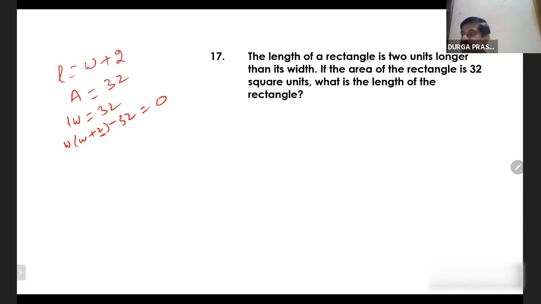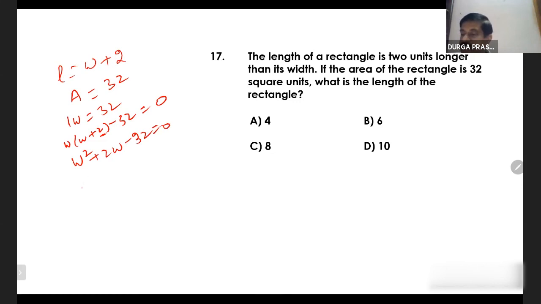So what all factors can be taken? 8 4 32, but we don't get the sum as plus 2. So you can take length as W plus 2 into width. Length of the rectangle is 2 units longer than its width. Okay. So anyway, we are not finding the factors.